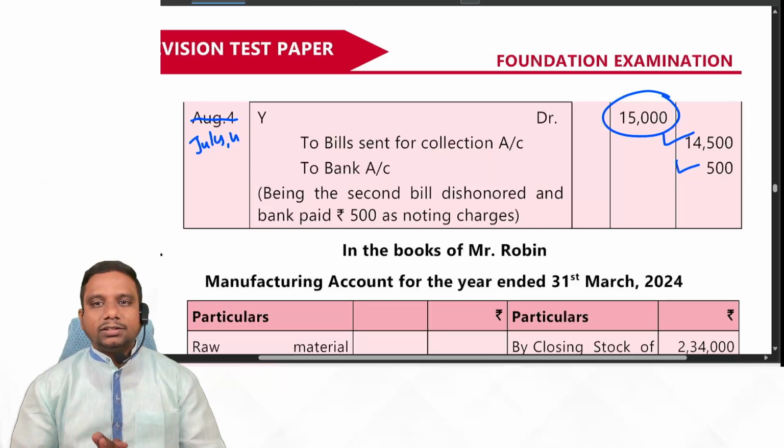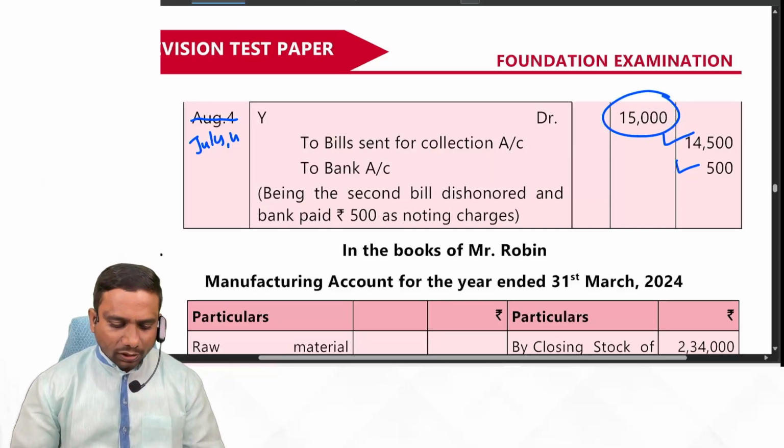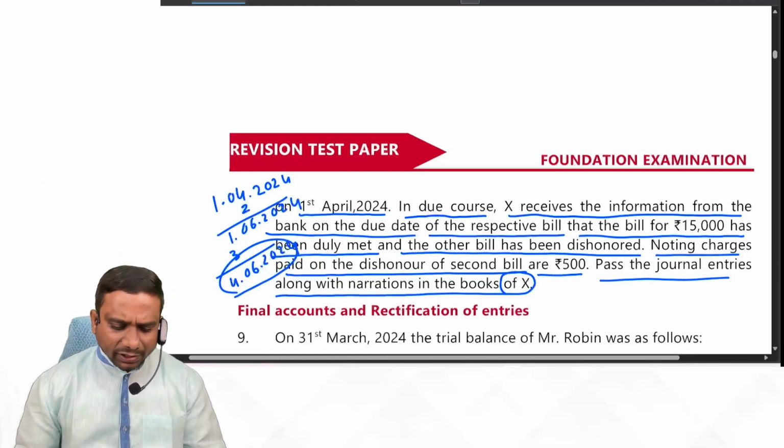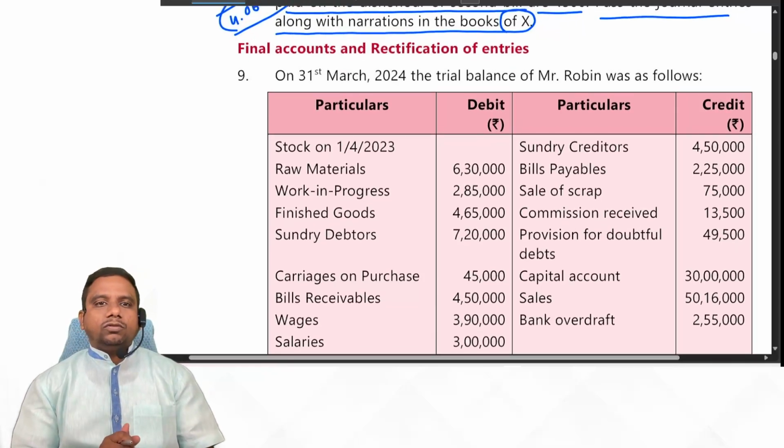Is it clear, students? That's it. The problem of bills of exchange. Very simple problem. If you get this type of problem in the final exam, you can get easily 5 to 7 marks. Okay, right. Next question. Come to final accounts and rectification of errors.